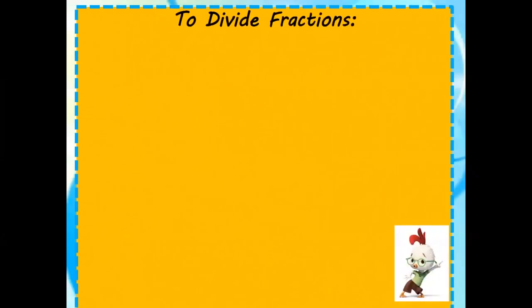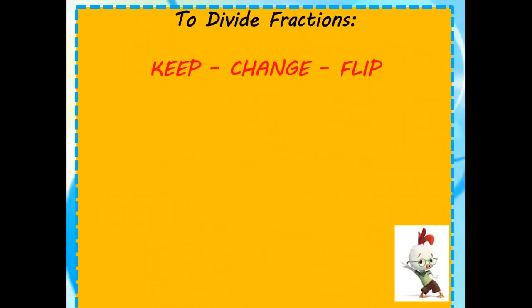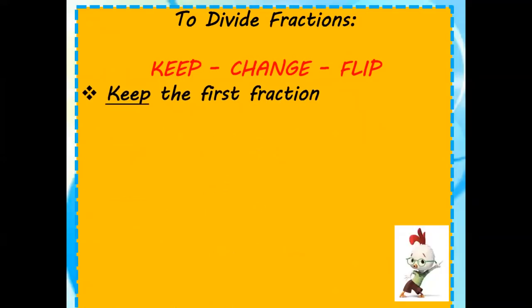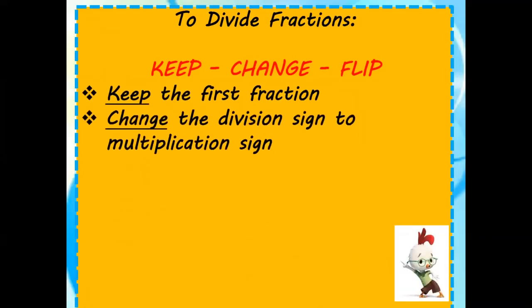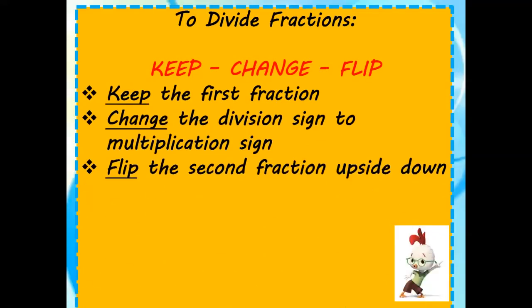Let's start. To divide fractions, we need to follow this: keep, change, and flip. Remember, it should be keep, change, and flip. Keep the first fraction. Then change the division sign to a multiplication sign. Then flip the second fraction upside down. Afterwards, you can multiply the fractions and then simplify the answer.